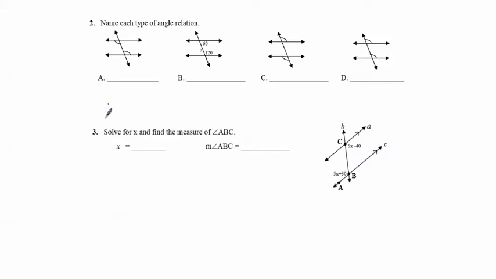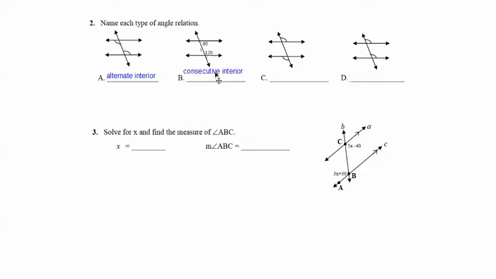Name each type of angle relation. Here I can see that both angles marked are on the inside of the parallel lines on alternate sides of the transversal. So I am going to call those alternate interior angles. Next, the 60 and the 120, I can see that they're on the same side of the transversal, but trapped on the inside space between the parallel lines.